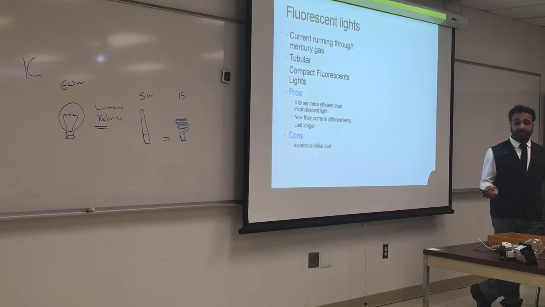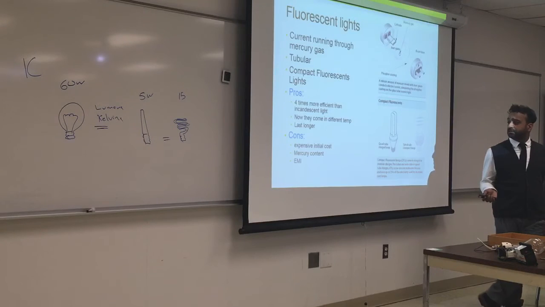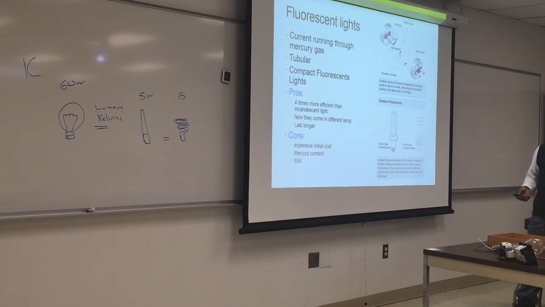Cons: expensive initial cost. They're still more expensive than incandescent lights. The mercury content. And something called EMI, which, did we talk about the EMI? Yeah. And we said the frequency is not good for your health. Yeah, that's how they look, either spiral or tubular.